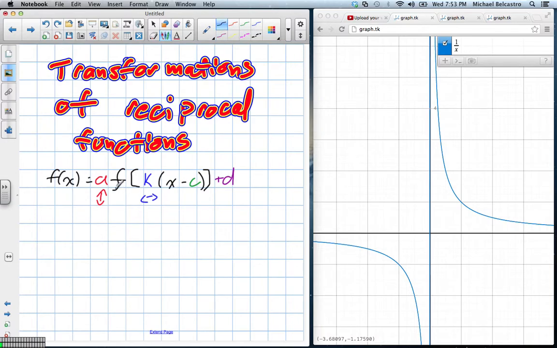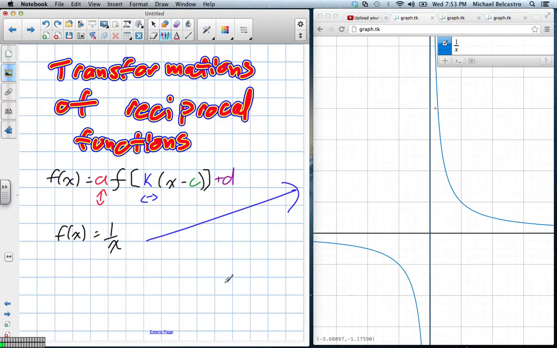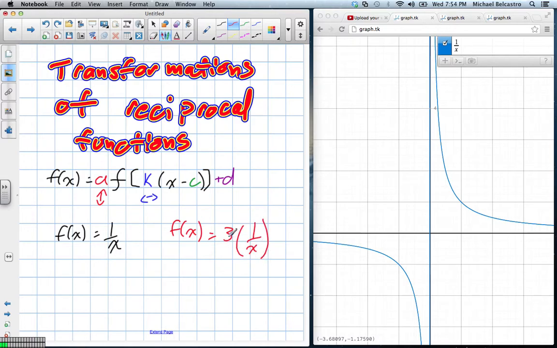In this case, the function we're going to use is a reciprocal function, which is 1 over x, the original one up on our right here. The first thing I'm going to do is affect it with an a. Remember we said when a is greater than 1, it was going to stretch this function. So we're going to look at f(x) and put the value of, let's say, 3 times 1 over x. So that's replacing our a. We'll do this one at a time.